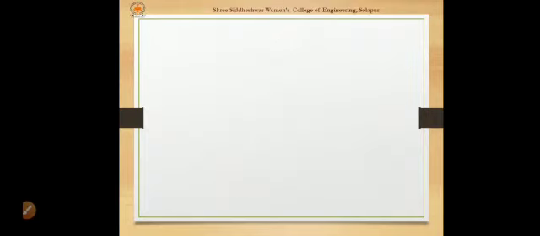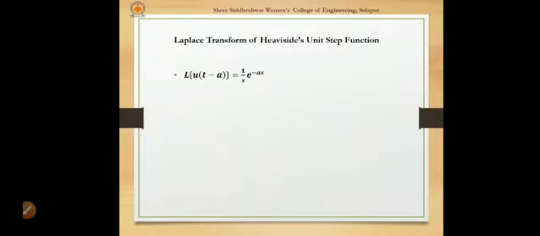Laplace transform of Heaviside unit step function has different forms. The first one is u of t minus a, the Heaviside unit step function. Its Laplace is 1 upon s e raised to minus as. In this result, if we put a equal to 0, we get the next result, L of u of t equals 1 upon s. If u of t minus a is multiplied by f of t, we get this result as e raised to minus as into Laplace transform of f of a plus t.